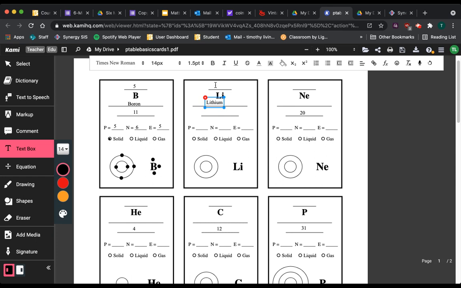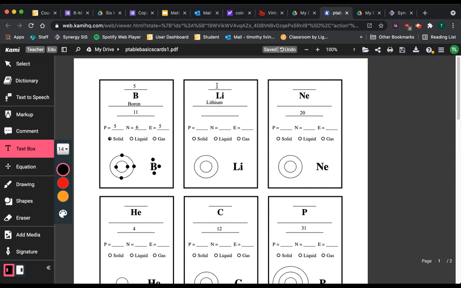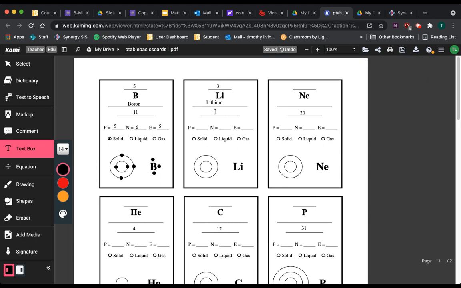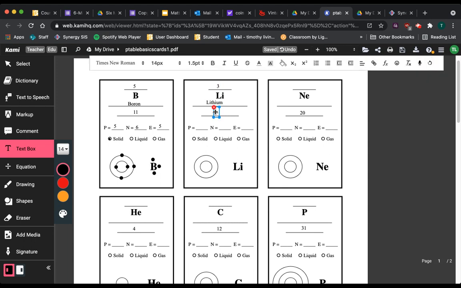I also look on my periodic table and I see that lithium is atomic number 3. I see that on the periodic table, lithium has an atomic mass of 6.94, which would round to 7, which I've already put in there for you guys.